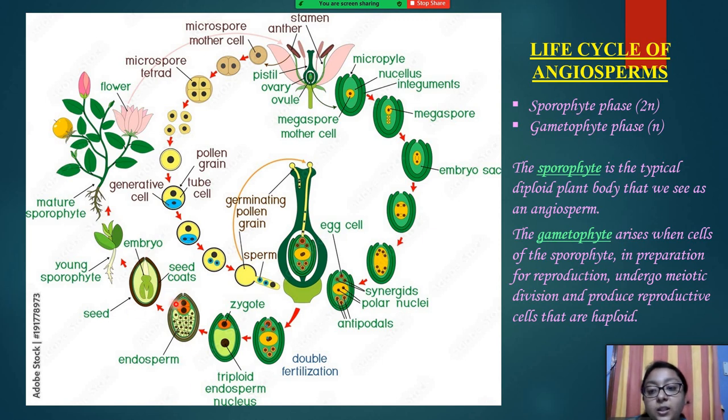This is the seed which contains the embryo and the endosperm together, and these are the seed coats. Then the embryo will develop from here, and again it will give rise to a sporophyte. So this is the sporophytic generation. The 2N part is the sporophyte, and from here it is again the gametophyte, that is the N. The gametophyte arises when the cells of the sporophyte undergo meiosis and produce haploid cells, and the sporophyte is the typical diploid plant body that we usually see like this.